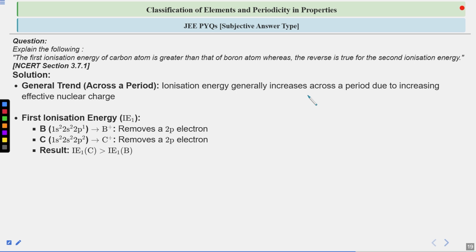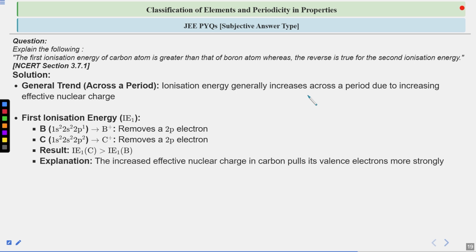We know that carbon comes after boron in the same period. Now, the increased effective nuclear charge in carbon pulls its valence electron very strongly. And why is it happening? Because carbon has a greater number of protons as compared to boron. I guess you know why the first ionization enthalpy of boron is less than that of carbon: because of effective nuclear charge. So this is the general trend we know. Now what about the second ionization energy? Let us talk about that.